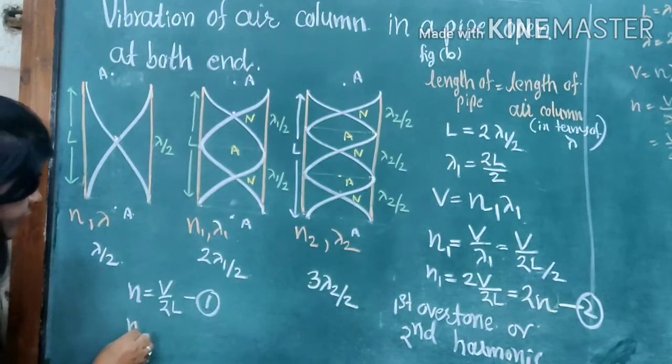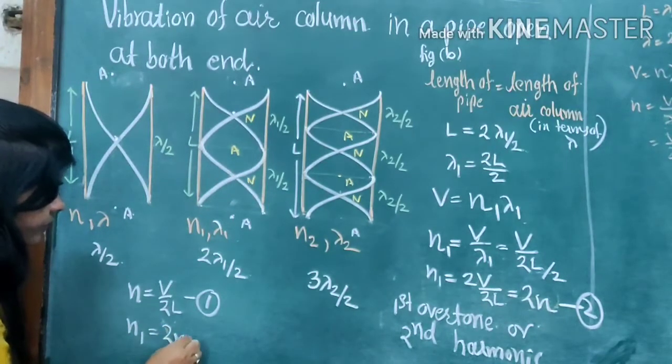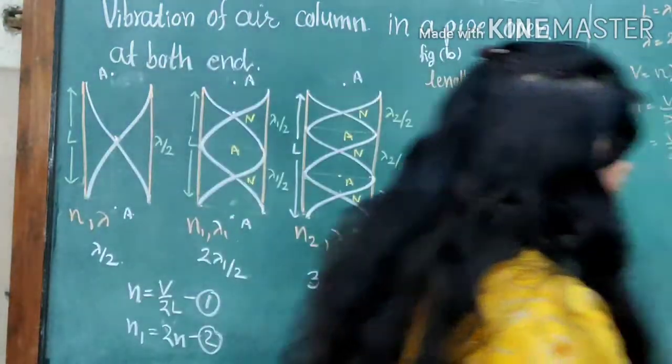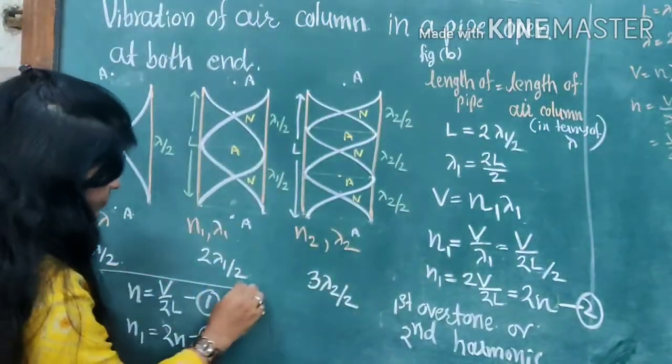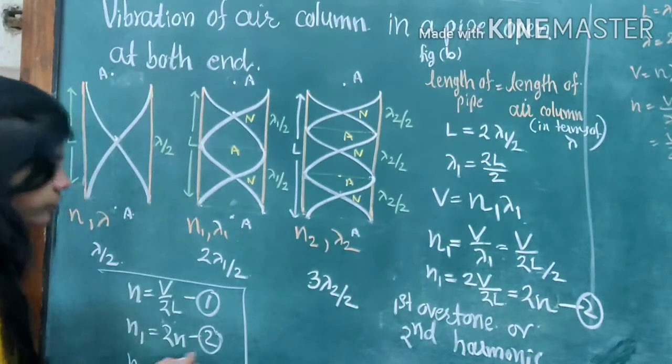Now we got n1 is equal to V upon L, which is 2n. That is equation number 2. For our convenience, we are writing this. And third, we are obtaining n2. Now come to that. Again, we will write here.